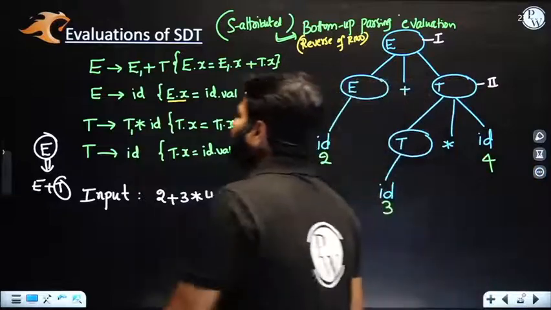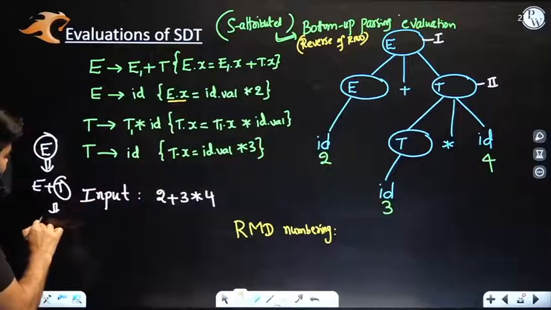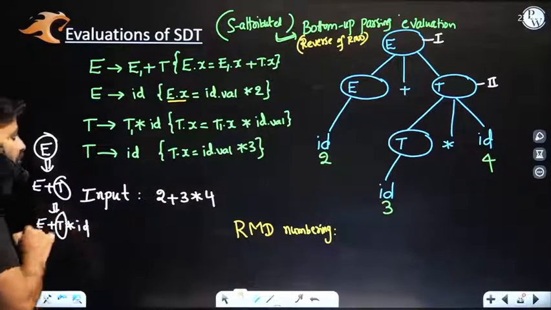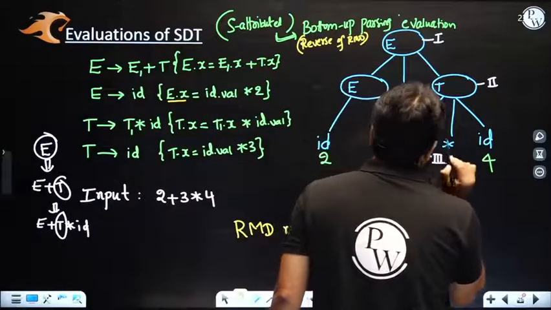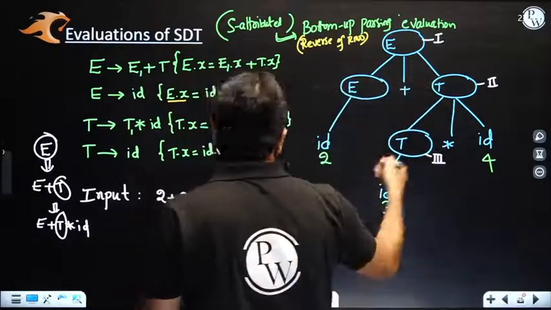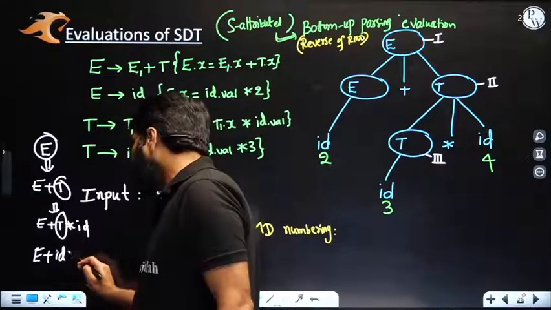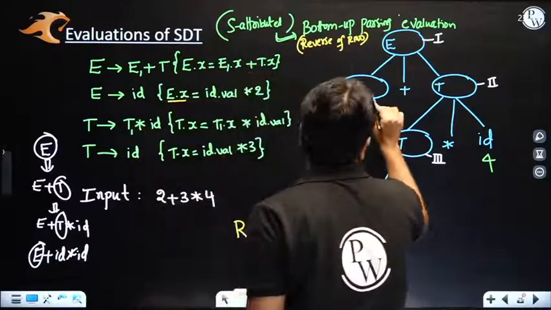Right. When this T is substituted, with what? T star ID. Here when you substitute, E plus T star ID. Then this T comes into the picture. That T is this one. It will be 3. I'm numbering it. Then after that, once you substitute T with ID, you will see E plus ID star ID. Then only one non-terminal left, E. That is this one, the fourth one.